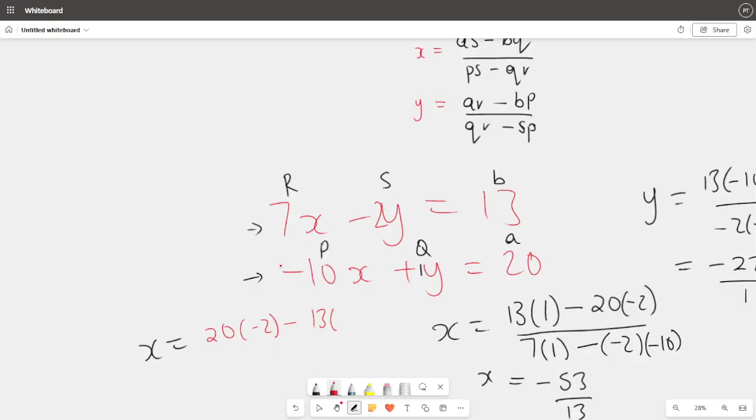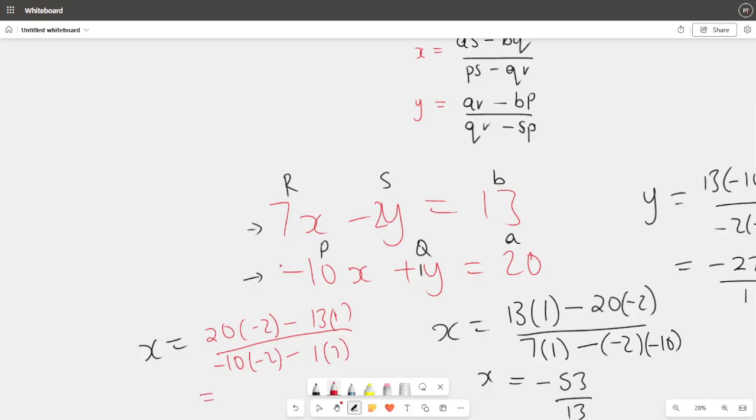Now the value of q right here is 1. Okay, the value of q is going to be 1, then we're going to say all over, then the value of p is going to be negative 10 into the value of s, which is going to be negative 2 again, then minus the value of q, and then the value of q is just 1 into the value of r, which our value of r is just 7.